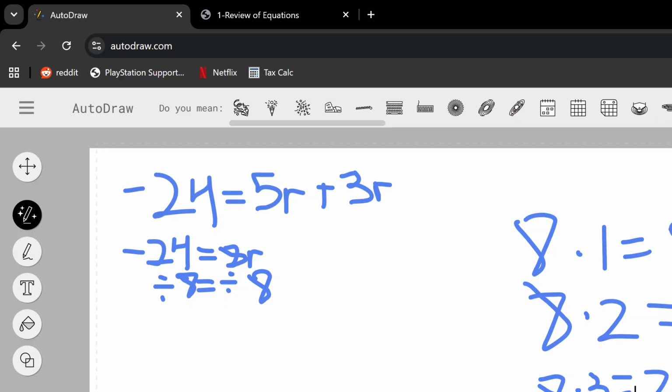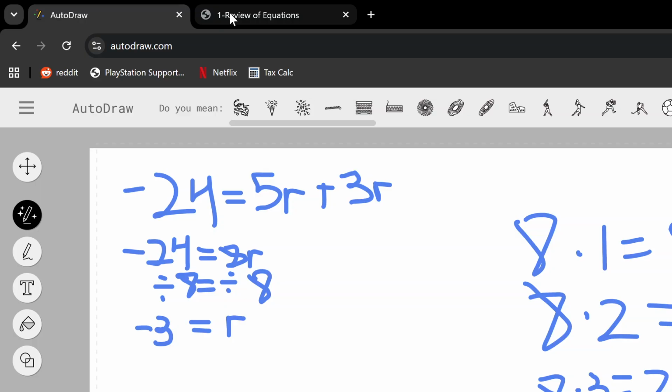So if we know 8 times 3 equals 24, then we know 24 divided by 8 is 3. Sorry about that. And remember, we can't forget the negatives. So it'll be negative 24 divided by 8 equals negative 3. And negative 3 equals r. Cool. All right. Let me clean this up.